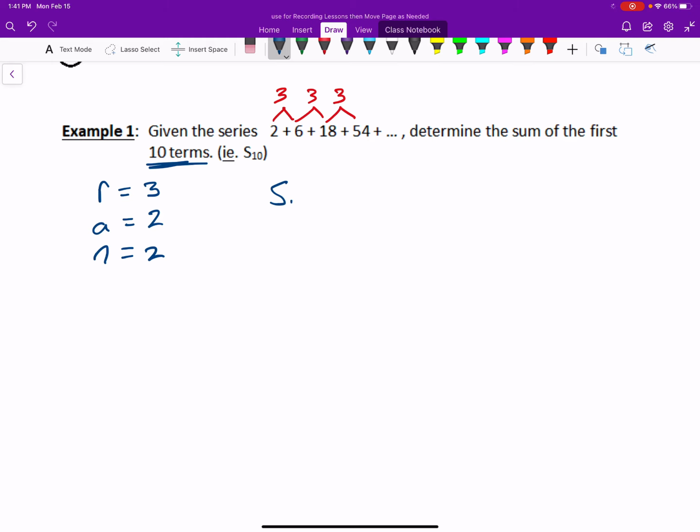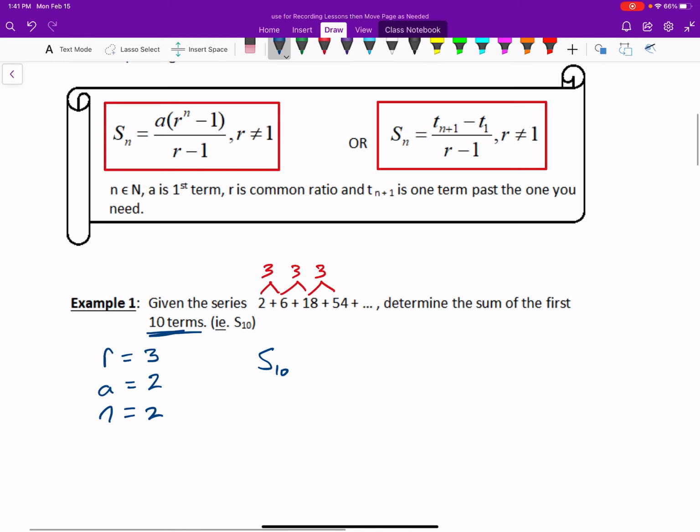So S sub 10, maybe I can get the formula, there we go, both things are on the screen at the same time, is going to be a, which is 2, times r, which is 3, to the exponent n, which was 10. For some reason I wrote down 2. Sorry about that. N is 10. All right, so a is 2, r is 3, to the exponent n, which is 10, minus 1, and then that's over r minus 1, so 3 minus 1.